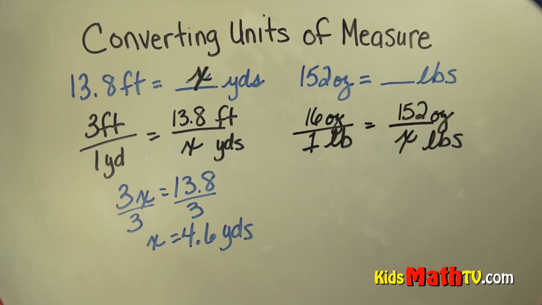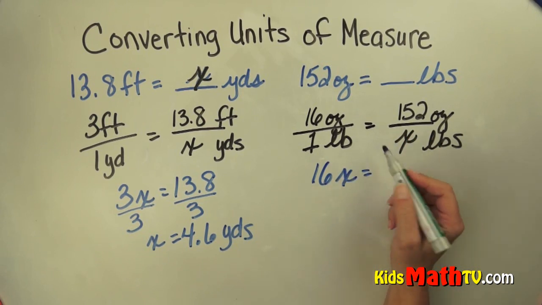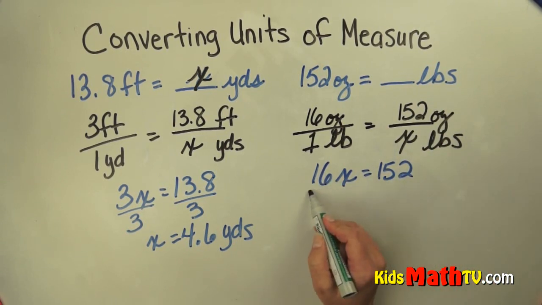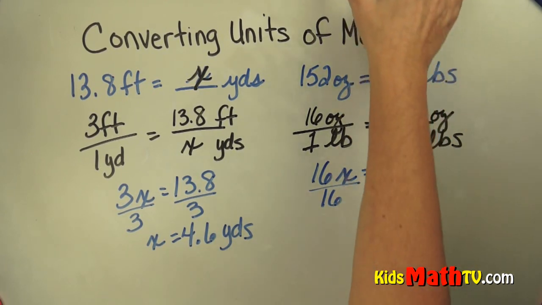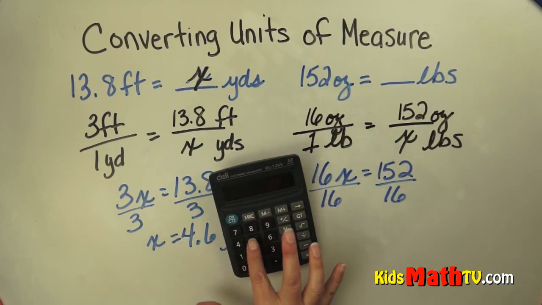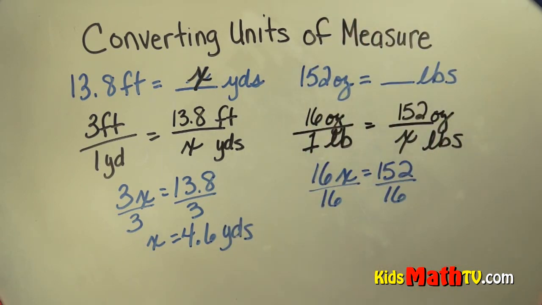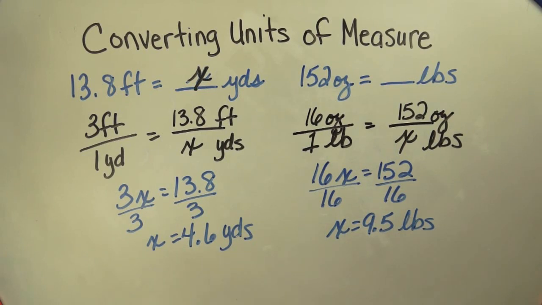Now I can again find the cross products. Here I have 16 times x equals 152, because it's 152 times 1. Isolate the variable, divide by 16 on both sides of the equation. And when I do that, 152 divided by 16 equals 9.5. So x equals 9.5, and I'm trying to find pounds. So if I have 152 ounces, that is the same as 9.5 pounds. And that's the end of this lesson on converting units of measure.